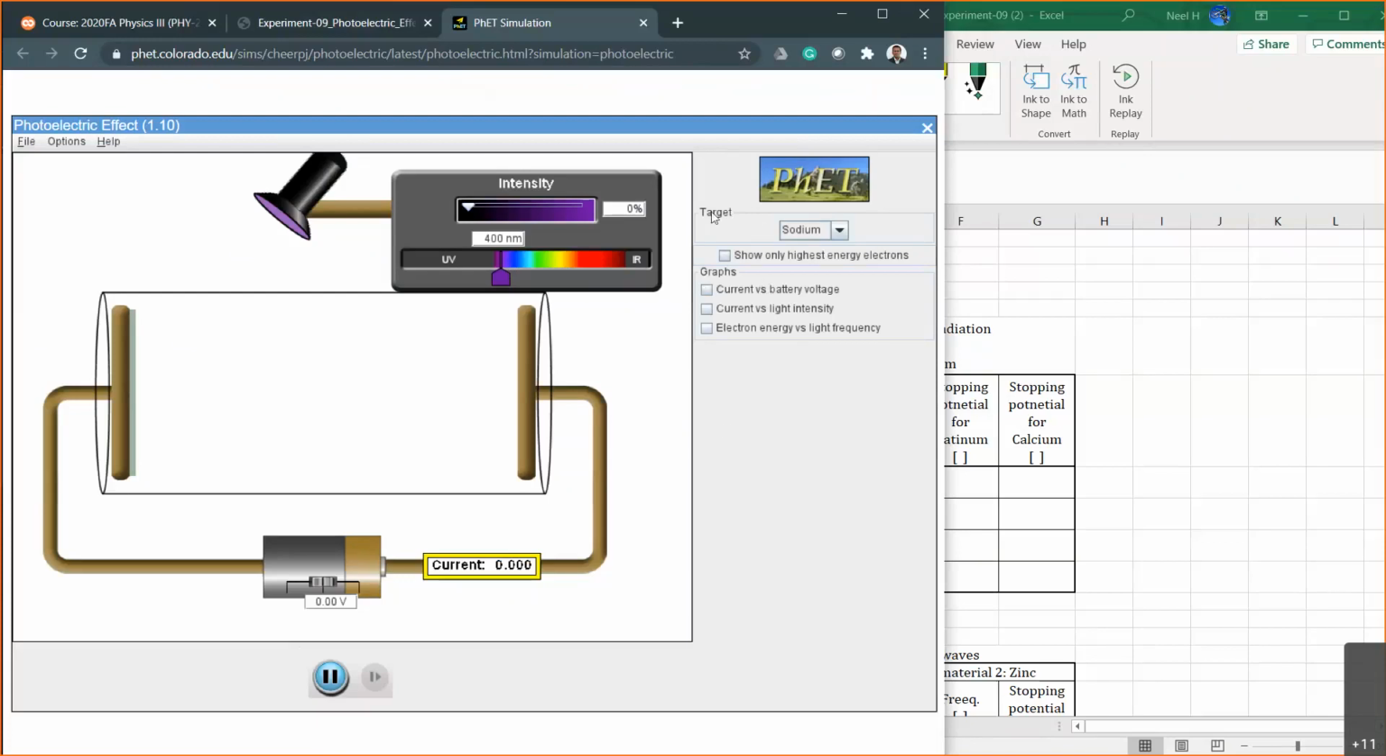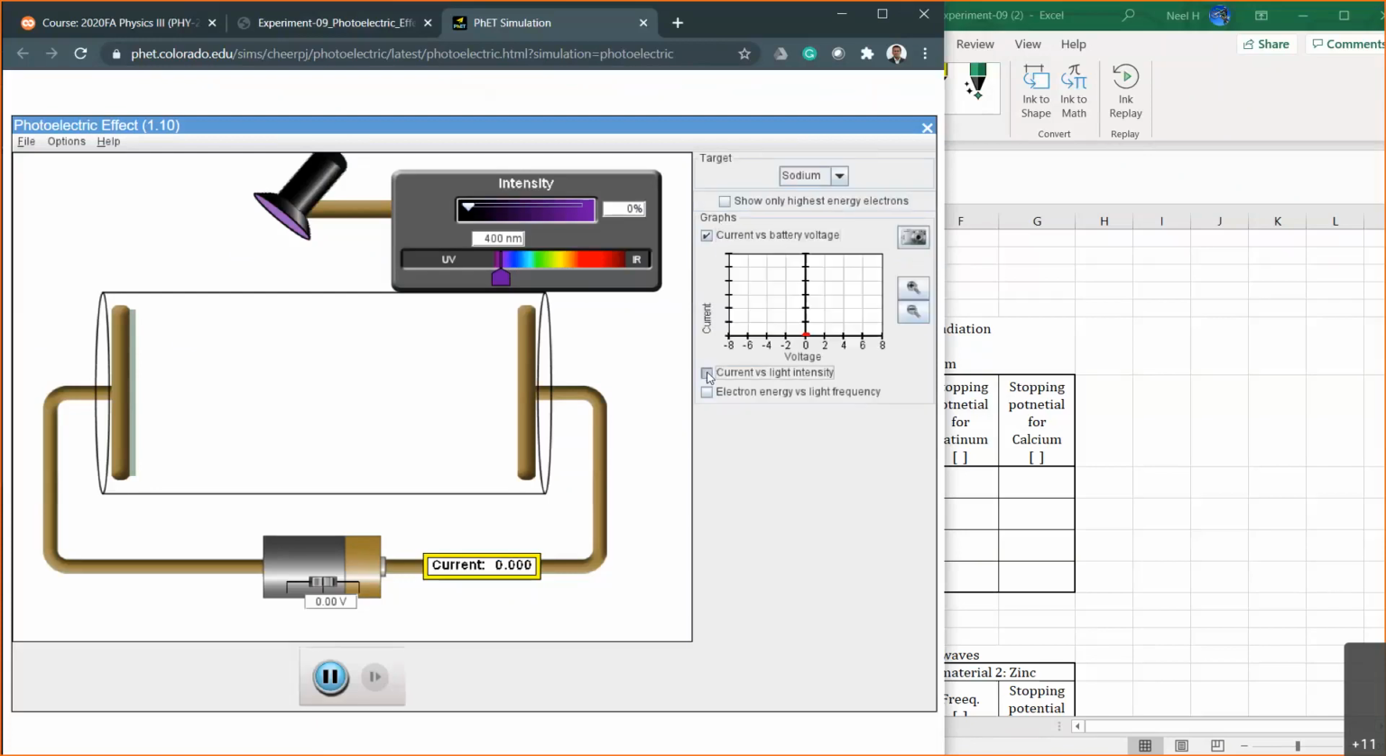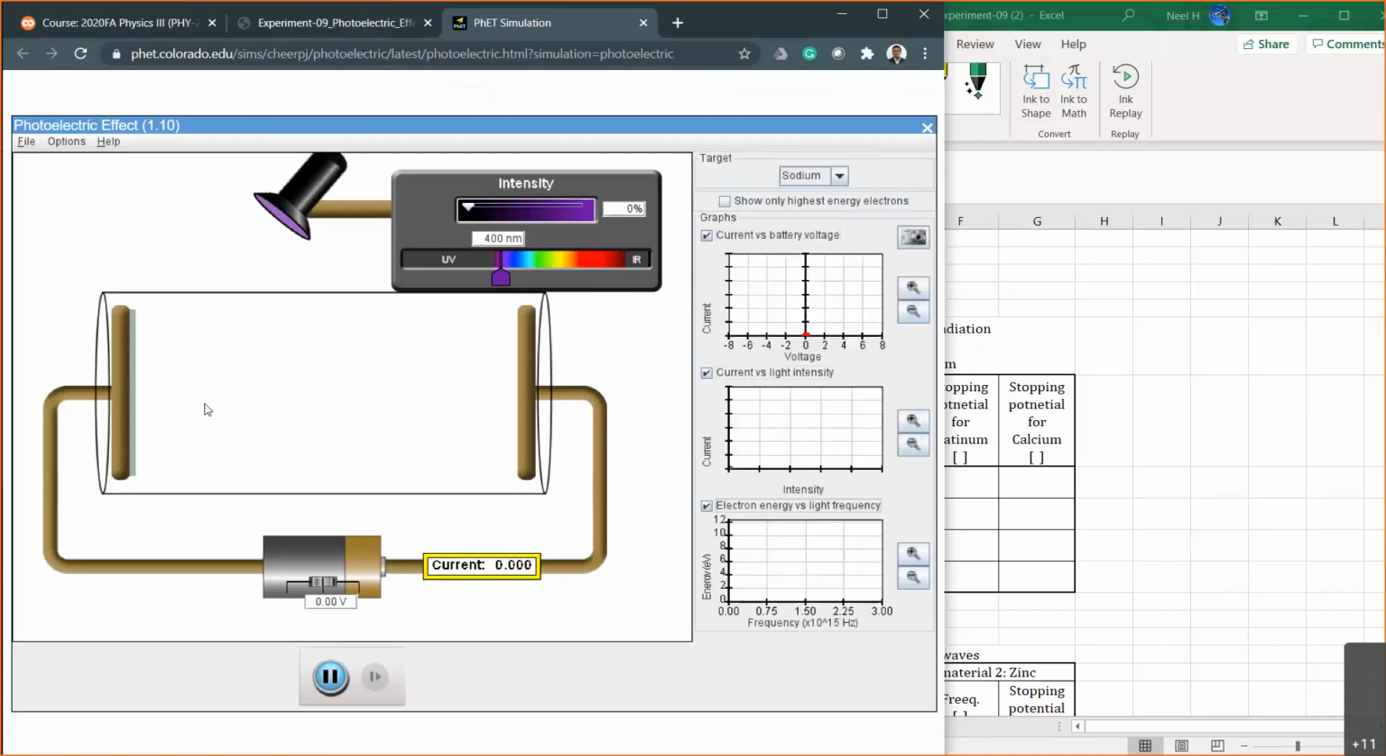So in the top of the right-hand side, it says the target. We're going to start with sodium, and for "show only highest energy electron," you can keep it clicked. If not, it will show you other electrons too. That's totally okay. And these graphs are not really super important, but you can keep them clicked. Then you can see the vacuum tube and the 2 electrodes, the photocurrent shown here, and the battery, which is the one we're using to apply the reverse voltage. Okay.